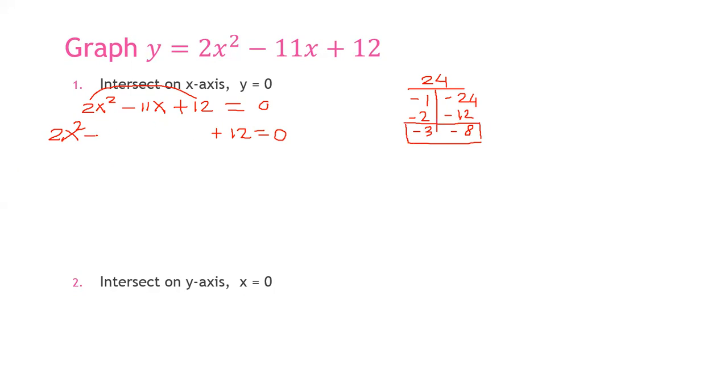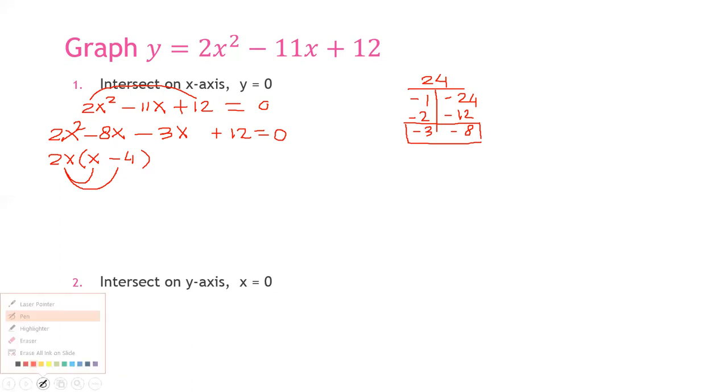Okay, I'm going to write down here negative 8x and negative 3x. Why negative 8 and negative 3? Because of this number, negative 8 and negative 3. And afterwards, I will factorize, and it becomes 2x times x minus 4. Why x minus 4? Because 2x times x becomes 2x squared, and 2x times negative 4 becomes negative 8x, right?